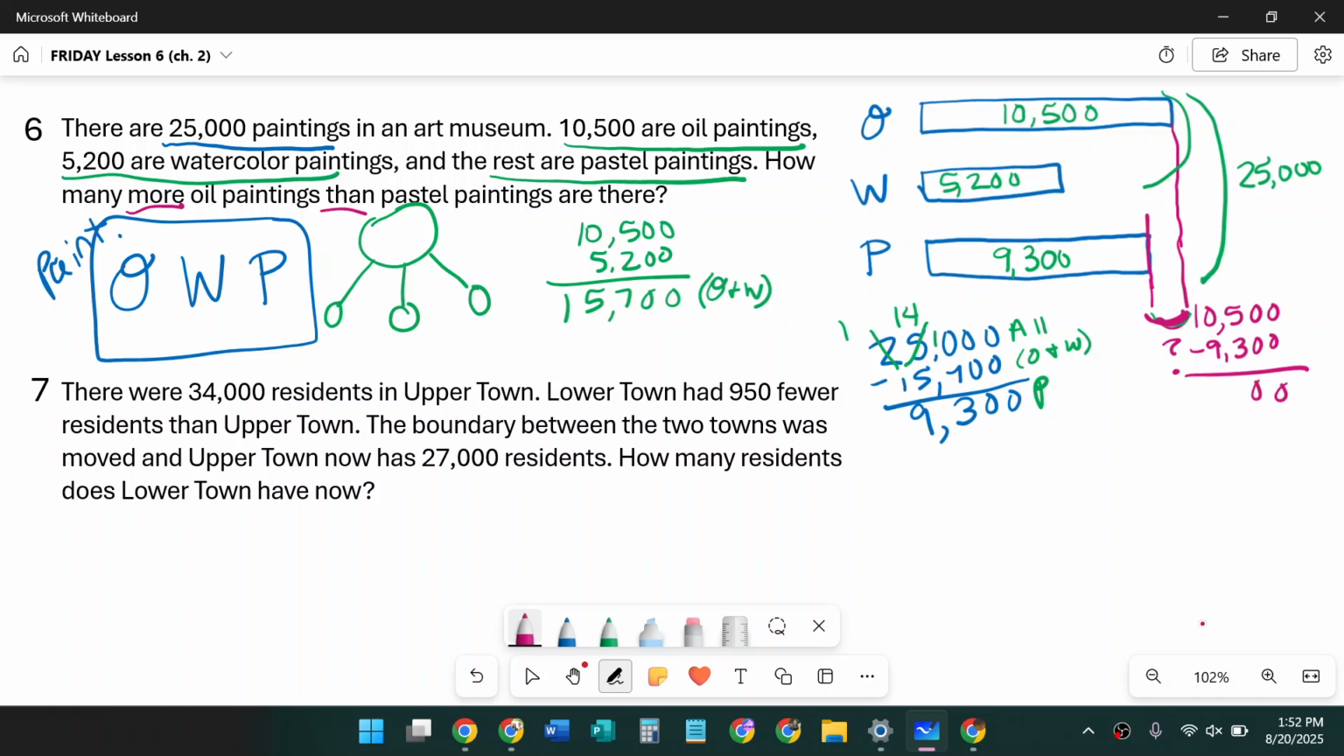So 0, 0, 2. And I'm just going to think of this as 10 thousandths minus 9 thousandths, that's 1,000. So now we have our answer. So our answer is 1,200.